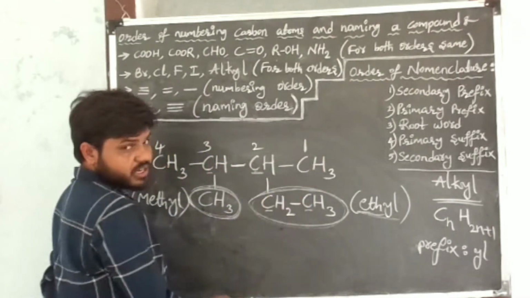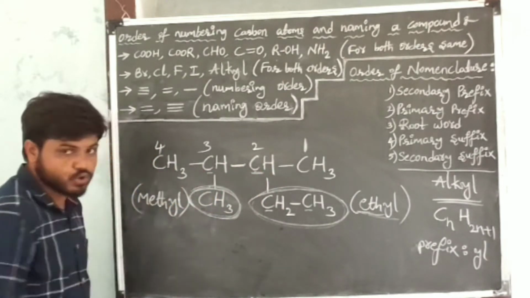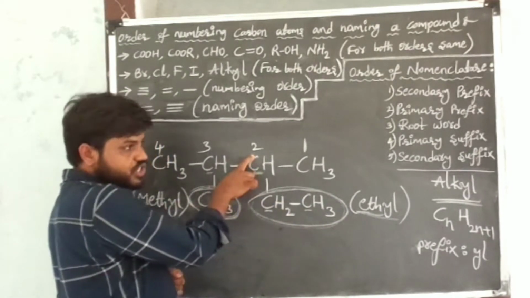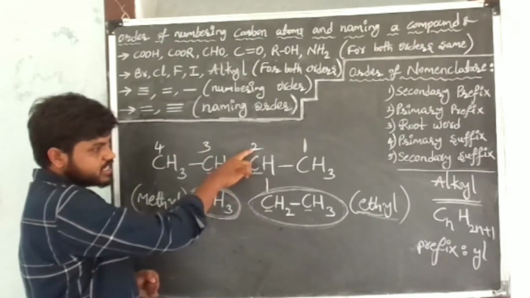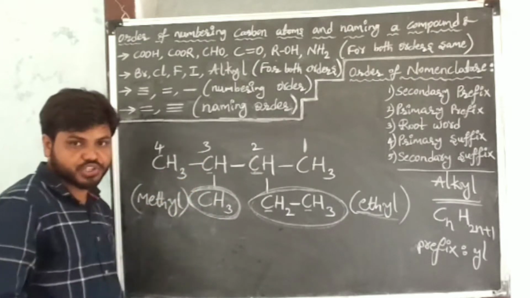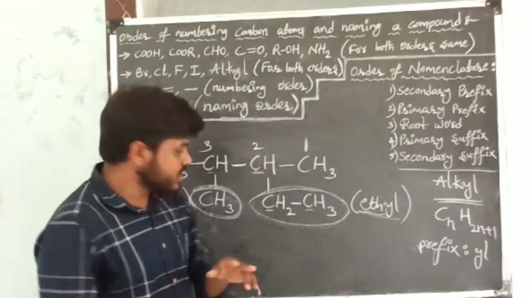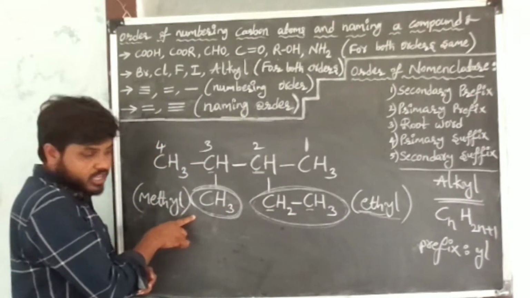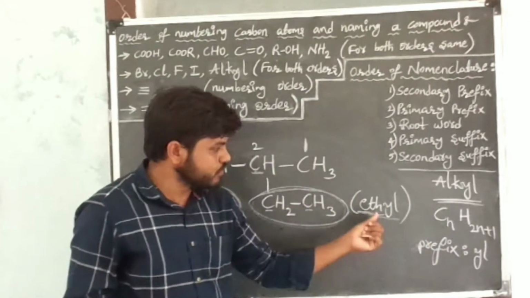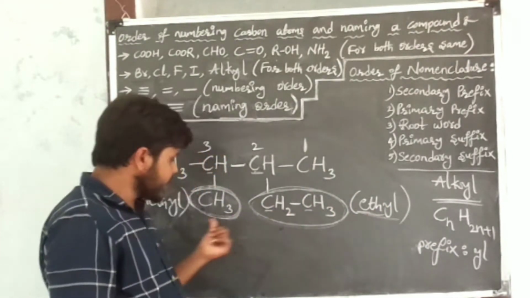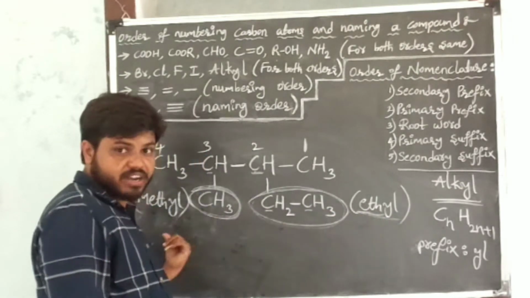This is first carbon, this is second carbon, this is third carbon, this is fourth carbon. Ethyl is getting second position, which is the least number, and methyl is getting third position. After giving numbers, write the secondary prefixes. Here the secondary prefixes are ethyl and methyl. Based on alphabetical order, first write ethyl, then methyl.